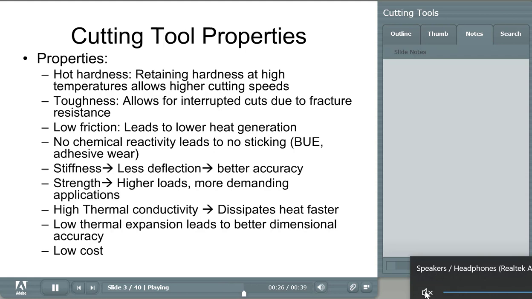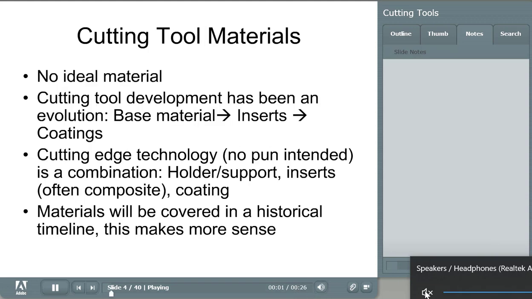Strength leads to higher loads and more demanding applications. Higher thermal conductivity leads to better heat dissipation. Low thermal expansion leads to better dimensional accuracy. And low cost would also be desired. Cutting tool materials: there is no ideal material.